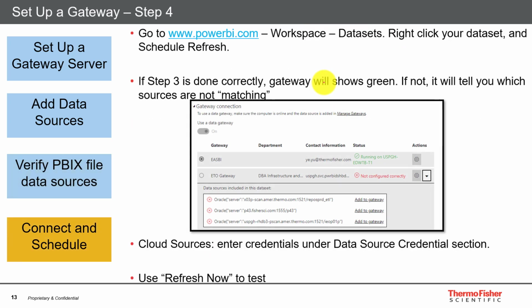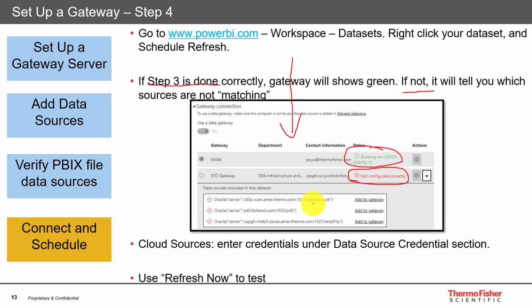And the last step is the setup of this one. We already covered it, so let's just go through this very quickly. For sure, you can go to powerbi.com, your workspace, and datasets. Right click that and choose schedule refresh. You will see this screen. And if your step 3 is done correctly, you will see it showing green, running on your data gateway. And if not, you will see something like this.